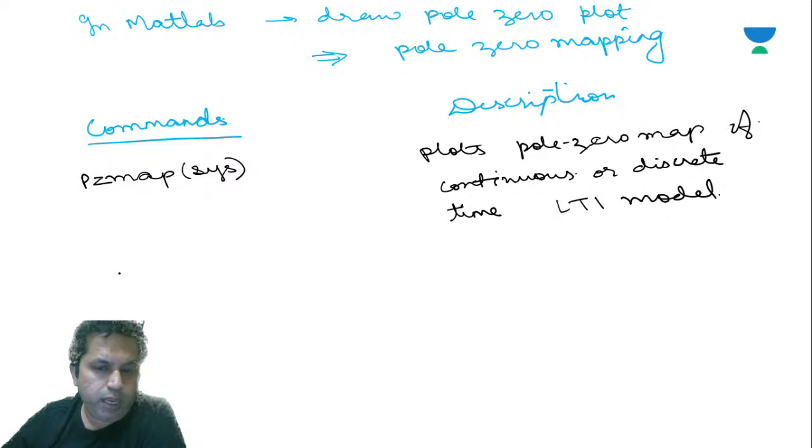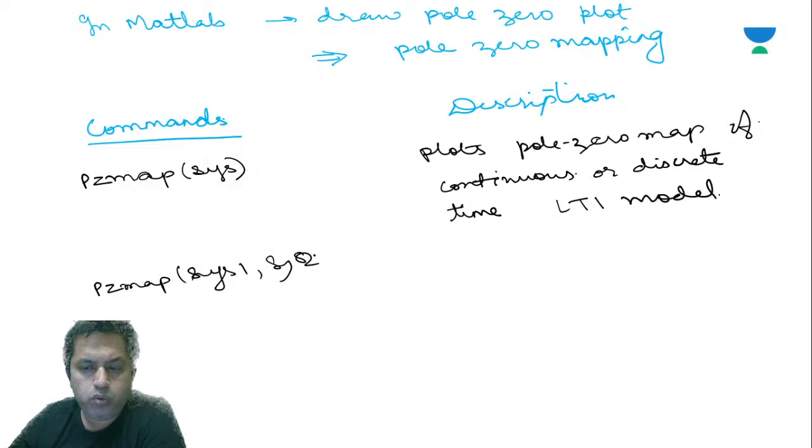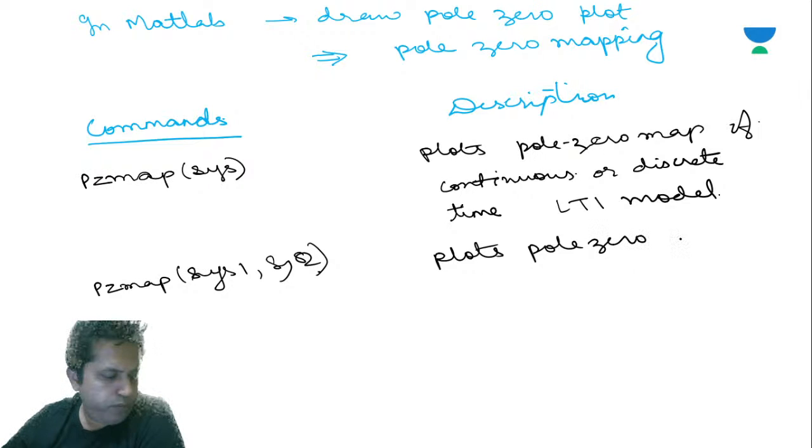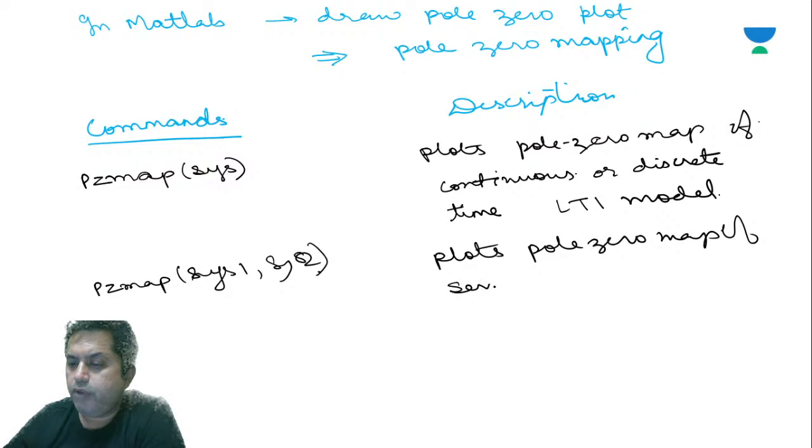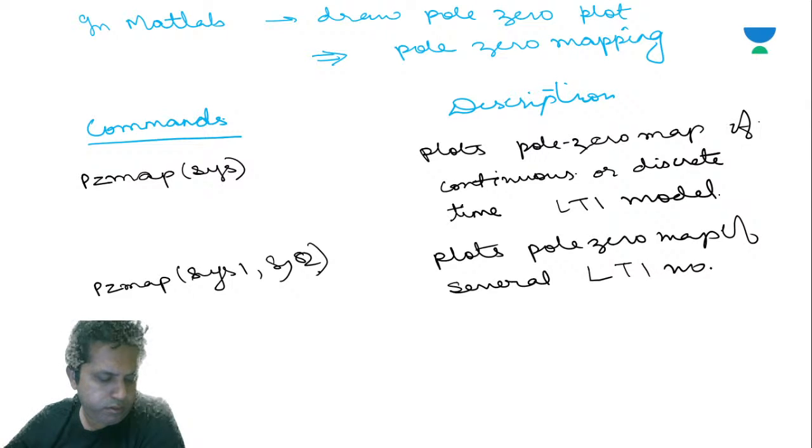Okay. Next one is pzmap(sys1, sys2). It plots the pole zero map of several LTI models in a single plot.